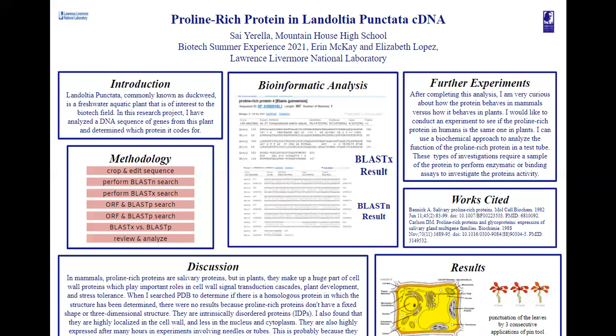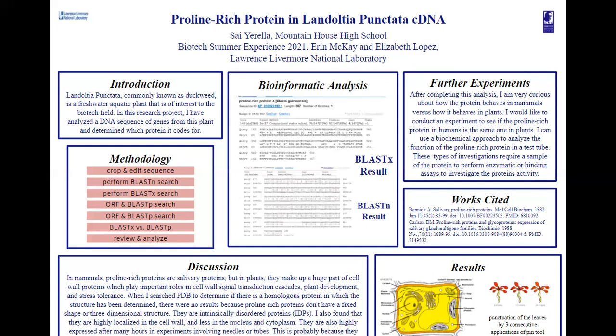So in my bioinformatic analysis, you can see that my BLAST-N result showed a very similar nucleotide sequence, and my BLAST-X result showed the proline-rich protein.